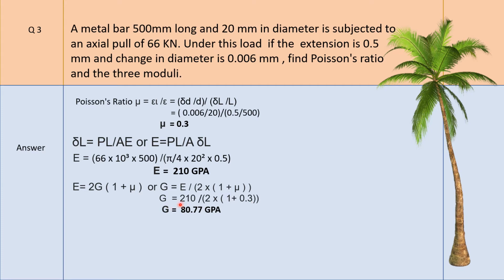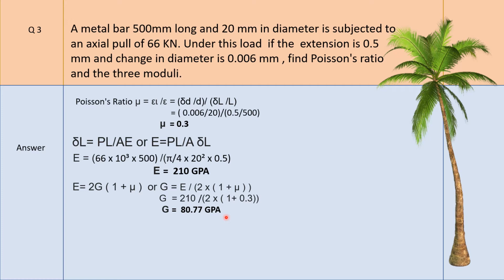Start doing the calculation from here. 210 divided by bracket open 2 into bracket open 1 plus 0.3 first bracket close second bracket close is equal to, you will get the answer G is equal to 80.77. Now E is in GPa, so this answer is also in GPa, so 80.77 unit is GPa.